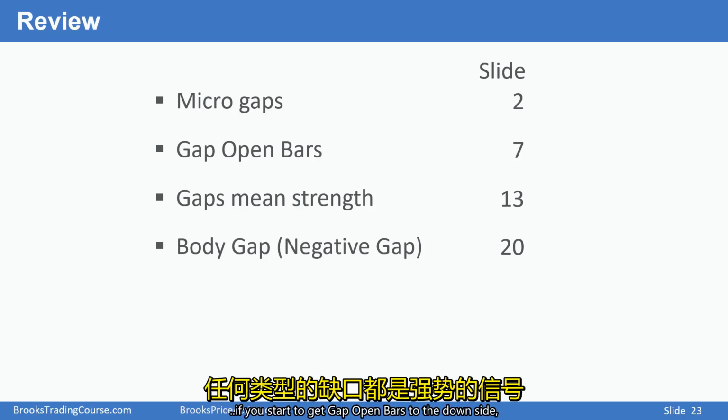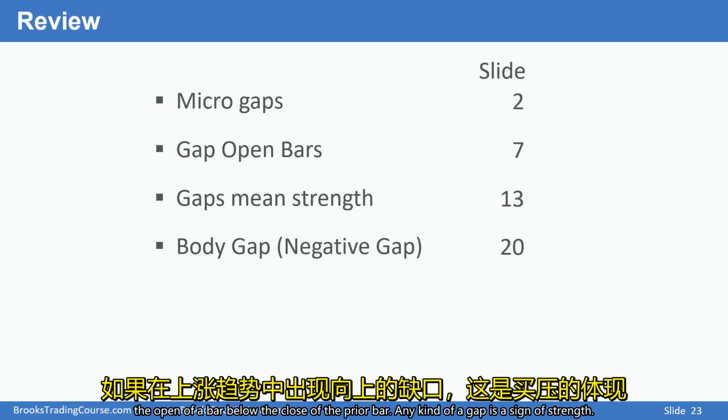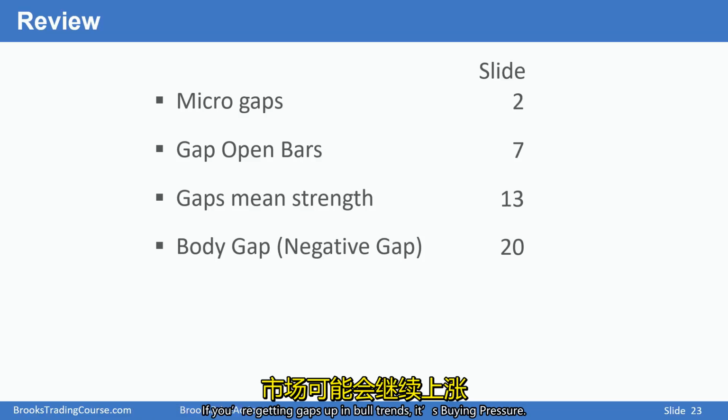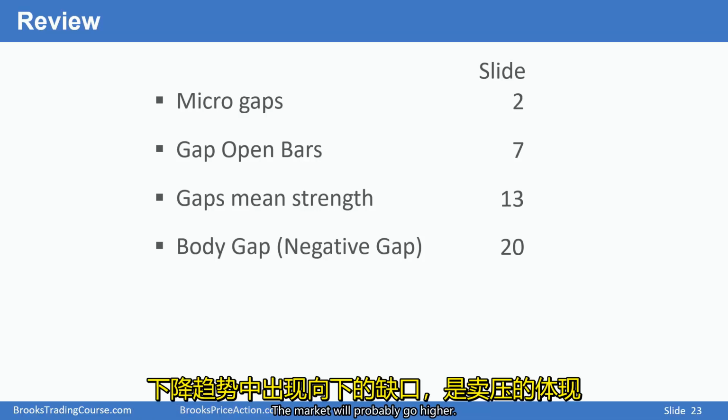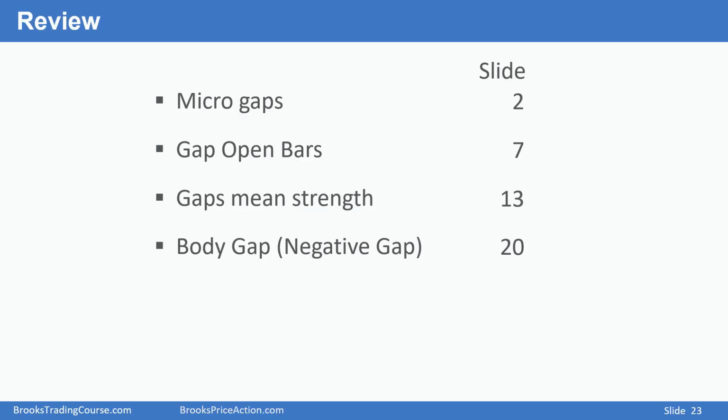Any kind of a gap is a sign of strength. If you're getting gaps up in bull trends, it's buying pressure. The market will probably go higher. Gaps down in bear trends, a sign of selling pressure. The market's probably going lower.